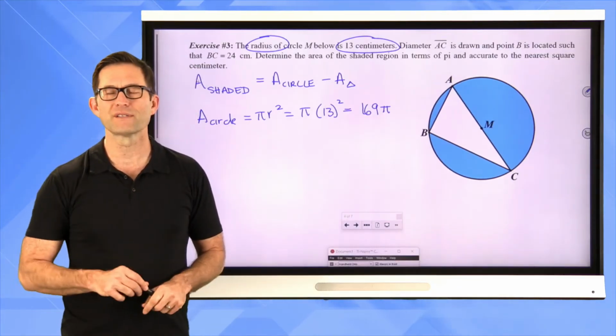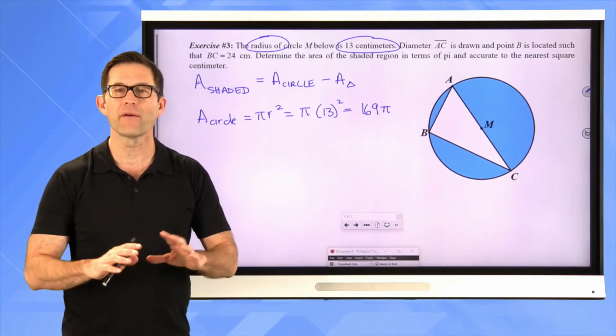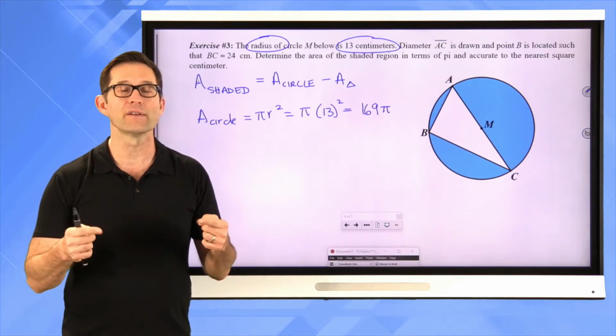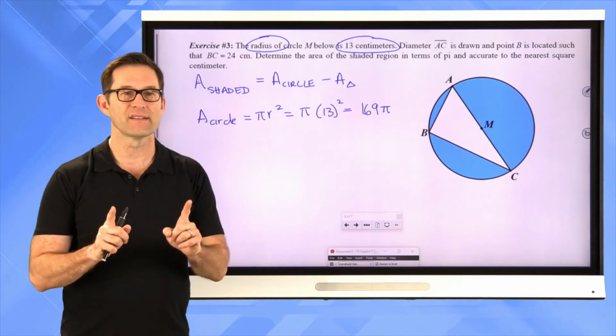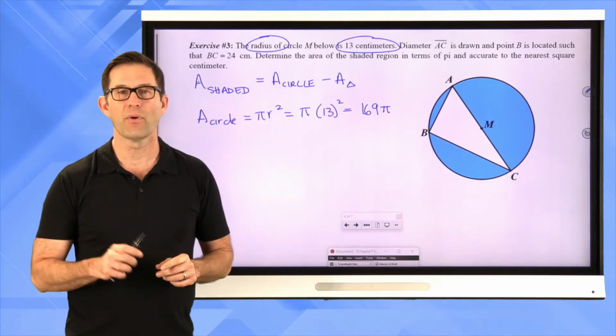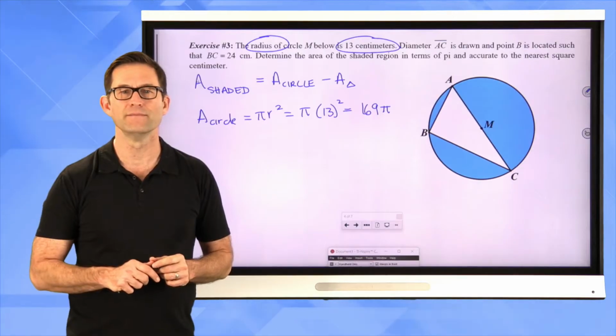I'd like you to pause the video right now and really think about everything you know in this problem, including maybe extending your knowledge back to our last unit. That's going to be helpful and important to be able to figure out the area of that triangle. Pause the video now and think about this for a bit.